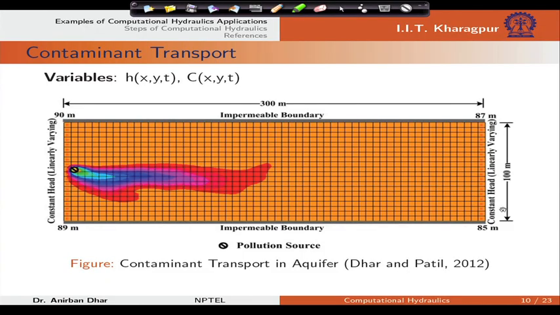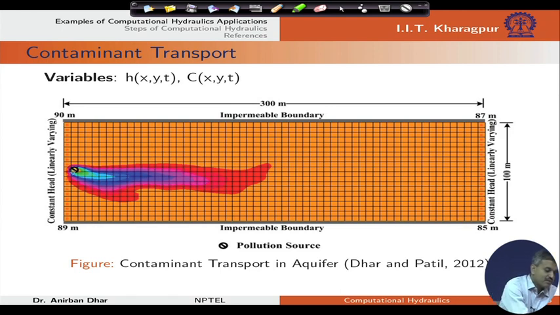Next is contaminant transport in an aquifer system. Again, we have impermeable boundaries at top and bottom, and on the left hand side and right hand side we have constant head boundary conditions. So what are the variables? Variables are hydraulic head H, which is varying with x, y and t, and concentration. Again, for a two dimensional aquifer system, it is x, y and t.